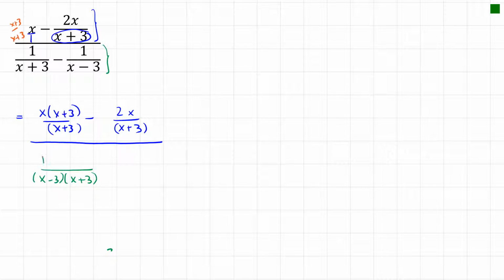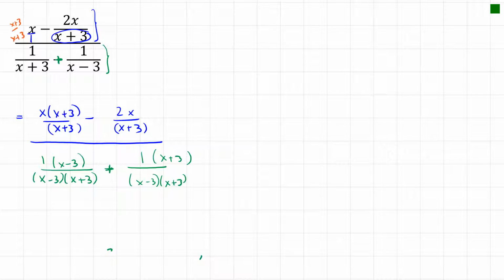So that means I need to multiply the 1 by x minus 3, and I need to multiply this 1 by x plus 3. Just realize that this should be a plus sign in the question.